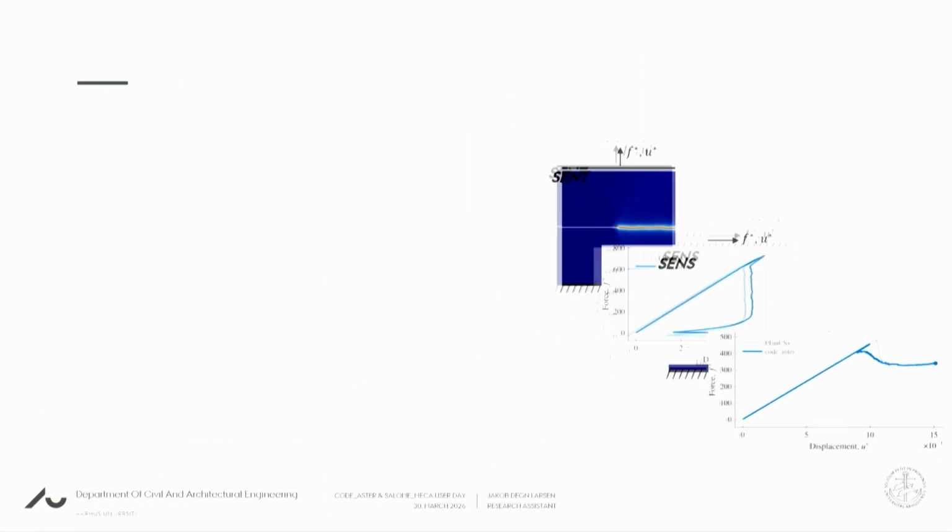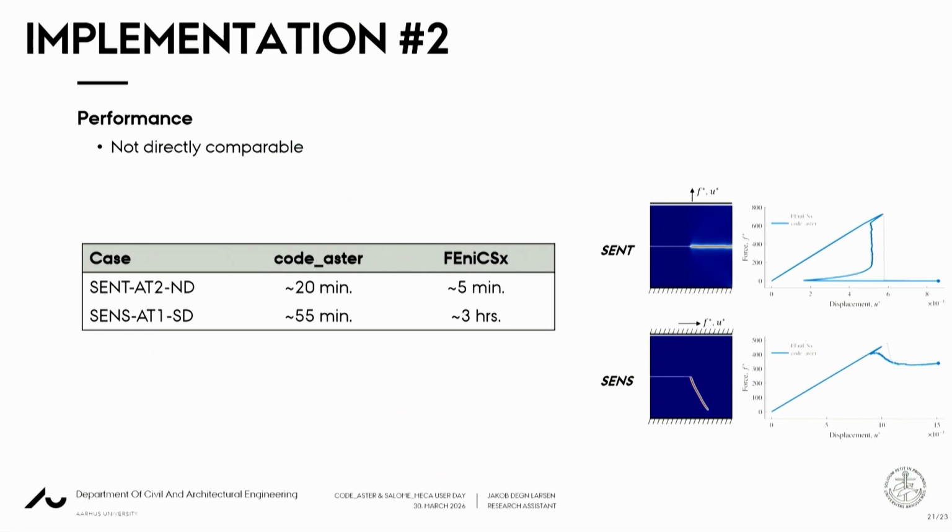We've also looked at the performance for this implementation, and of course we cannot compare Code Aster and Phoenix directly, but in this case it actually seems like the implementation in Code Aster is much more efficient, also taking into account that it has many more time steps because of this path following method.